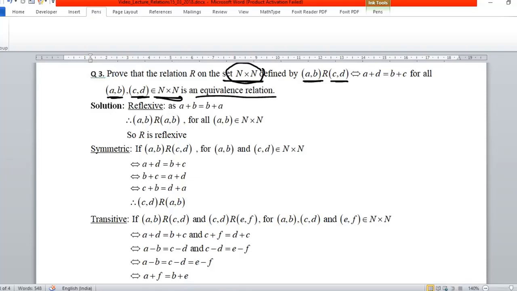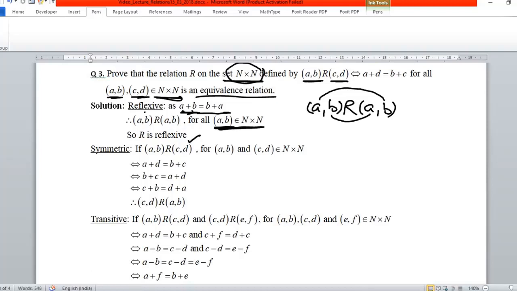So let us start with the reflexive part. For the relation to be reflexive, we need to show that a comma b is related to a comma b. Using the definition, I am dealing with a plus d, so in this case it will be a plus b. I need to check this. So a plus b is the same as b plus a, because addition of two natural numbers is commutative in nature. Therefore a comma b is related to a comma b for all ordered pairs a comma b belonging to N cross N, and so R is reflexive in nature.